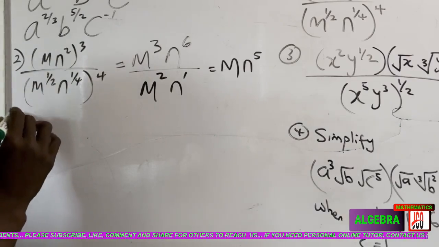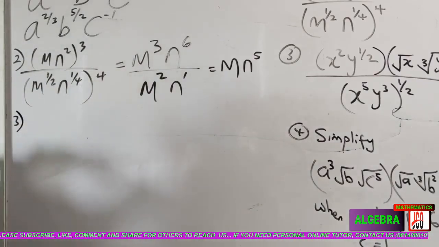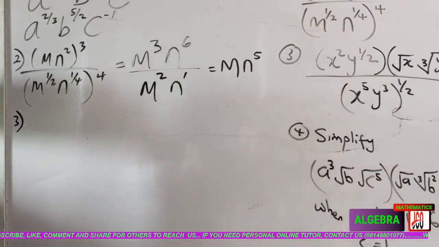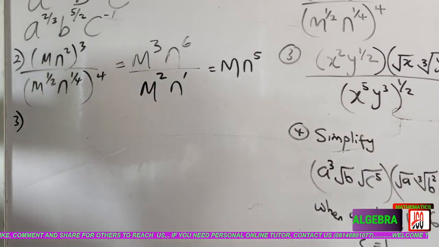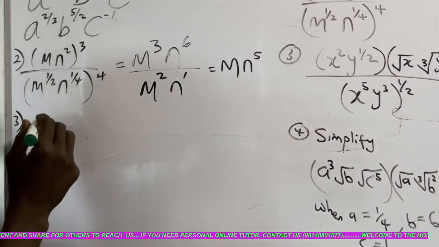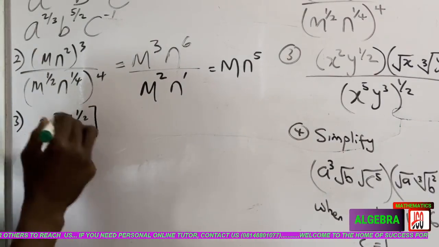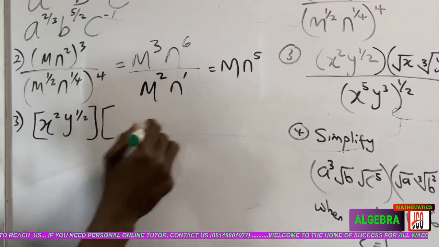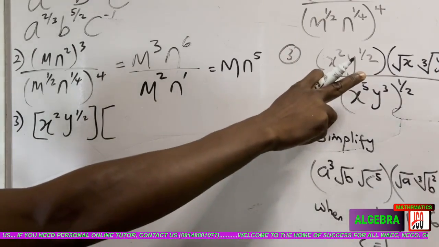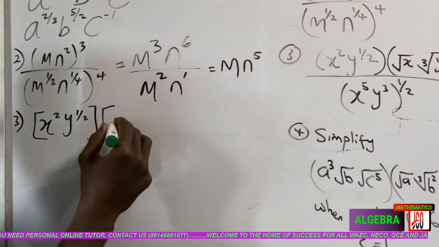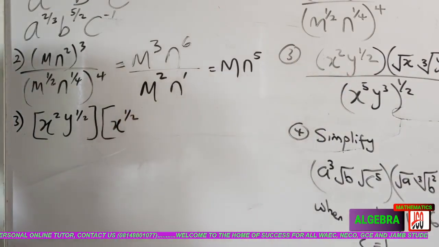Question 3 is a little bit wide. The numerator, they are multiplying themselves. To open it up, I'm going to rewrite them now. X raised to power 2, y raised to power half. You notice there you have square root of x. Square root of x is the same thing as x raised to power half.